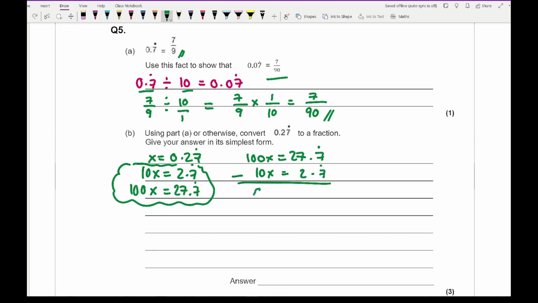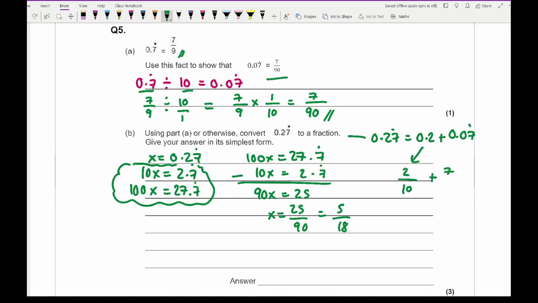I take the two lines away, so I get 90x equals 25, and x equals 25 over 90, which does simplify to give me 5/18. Now another way you could do it is looking at this: well, we know that 0.27 recurring is equal to 0.2 plus 0.07 recurring.